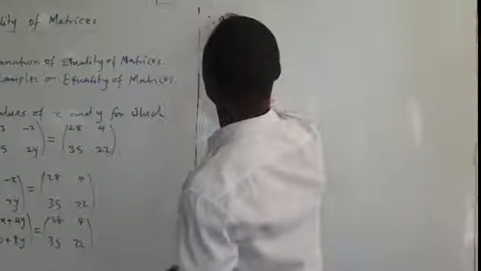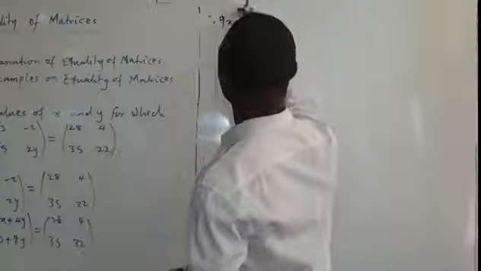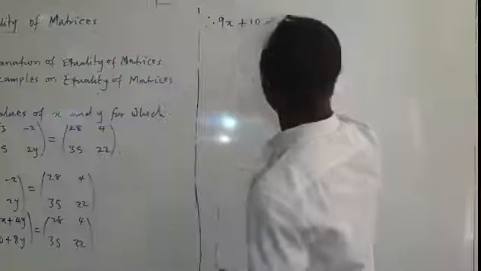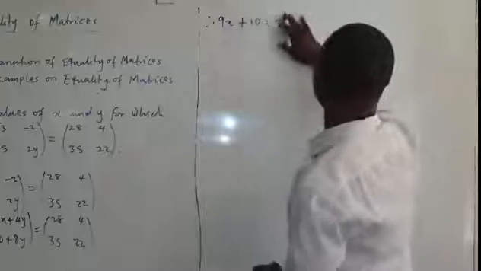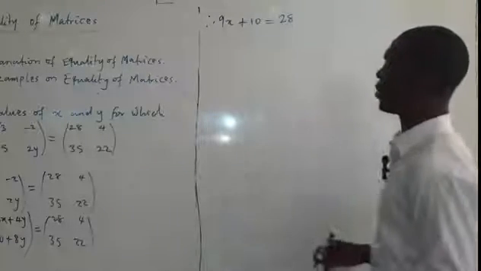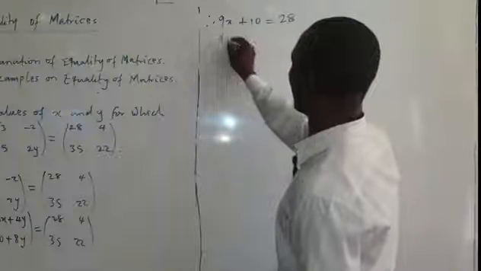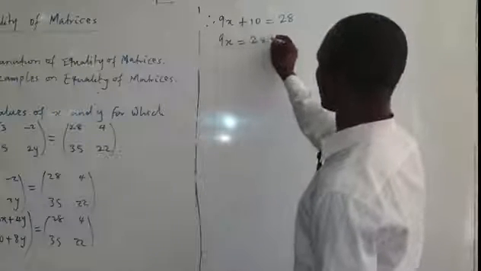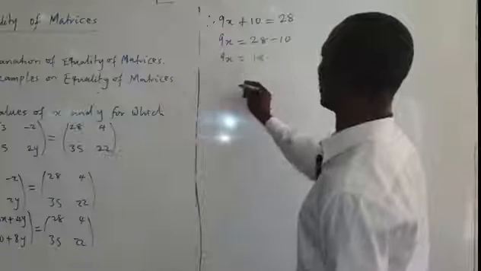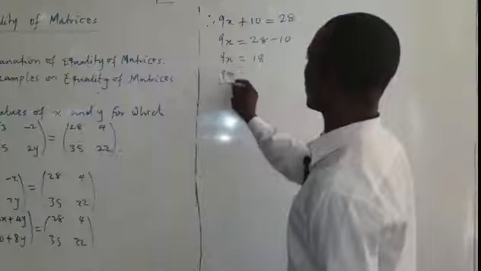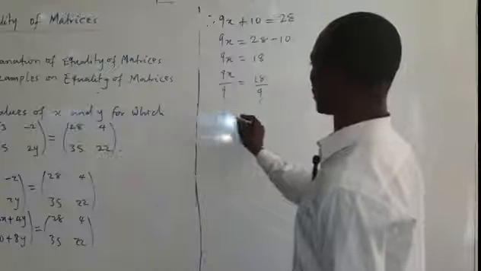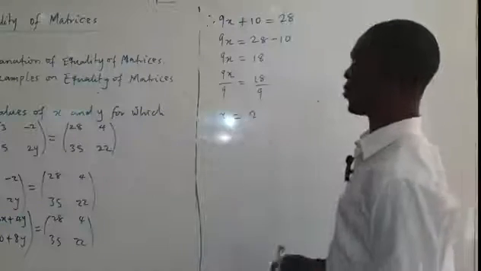So therefore, 9x plus 10 equals 28. So we have 9x equals 28 minus 10. So 9x equals 18. So 9x over 9 equals 18 over 9. So x is equal to 2.